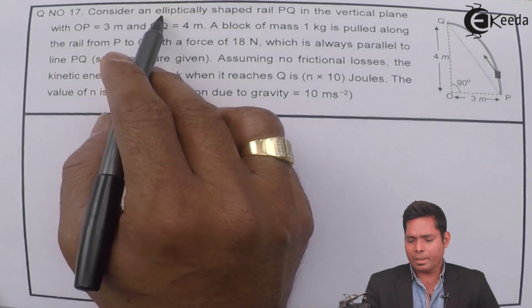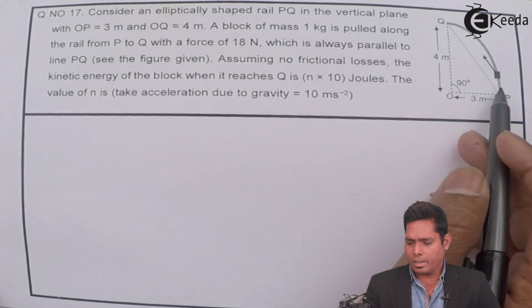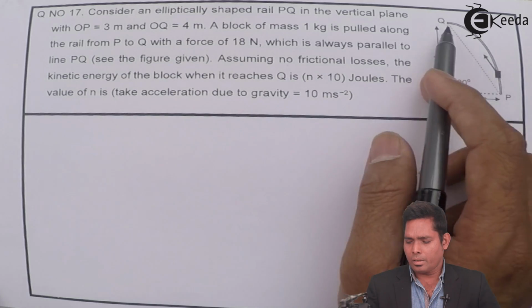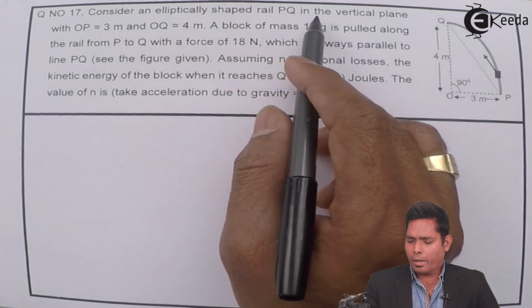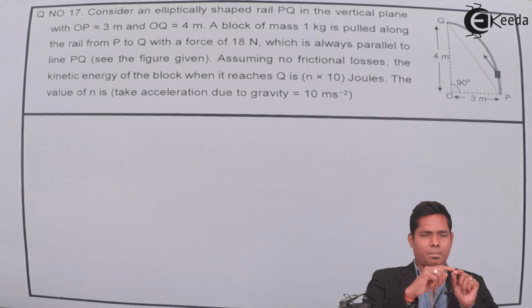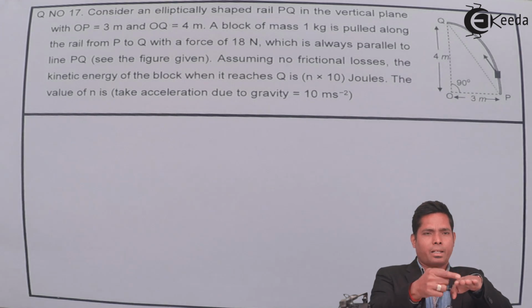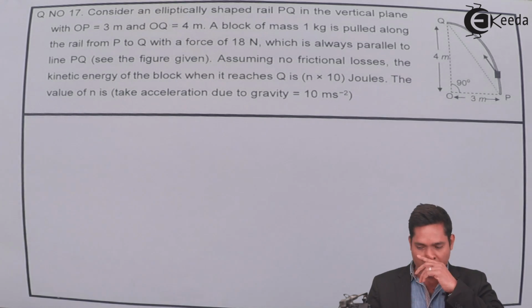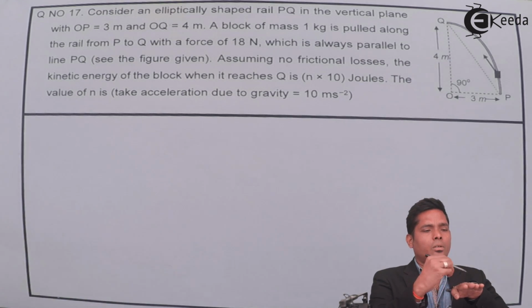Consider an elliptically shaped rail PQ. This is a rail which is elliptical, and it is in the vertical plane, that means this is kept like this. So in the plane of the paper, you have to keep this rail like that.